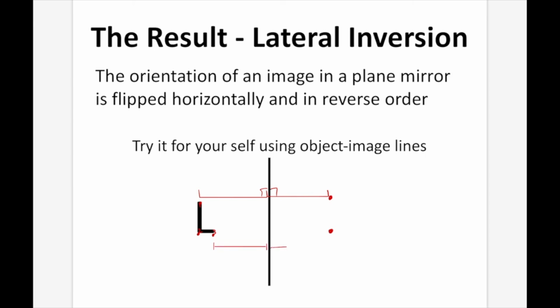So we're going to try to draw the exact same distance there, try to get as accurate as possible, and put our dot right there. And then we're going to fill them in with dashed lines because the image isn't actually there. And then you see our lateral inversion. It's flipped horizontally and on the other side of the mirror.